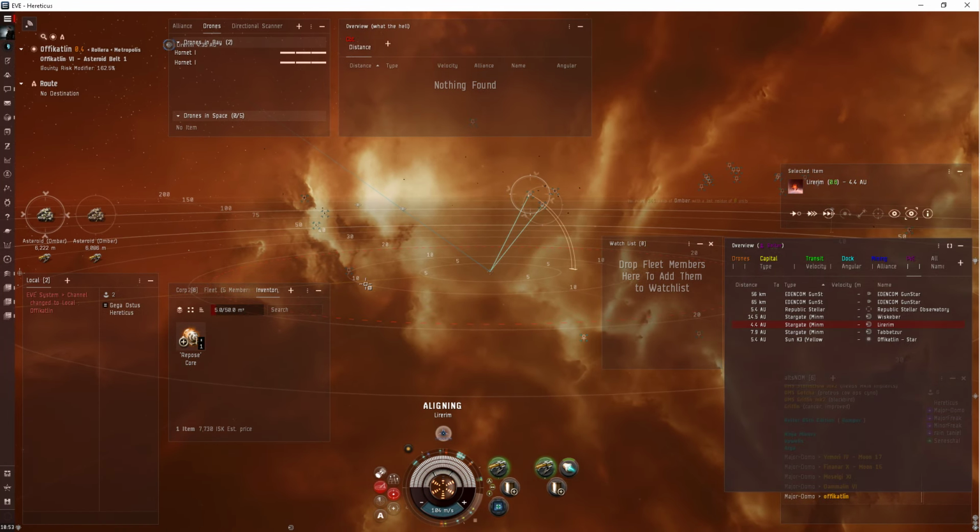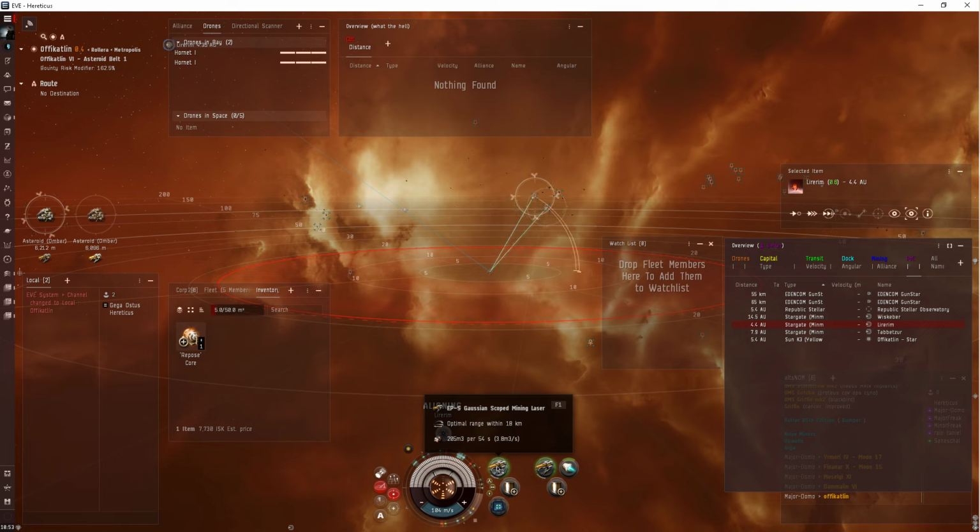Faster mining speed, woohoo. These are minor tech 1 for the range, scoped for the range, not minor 2. I'll take 33% extra range for 20% less mining volume.